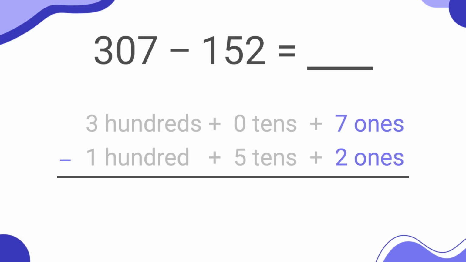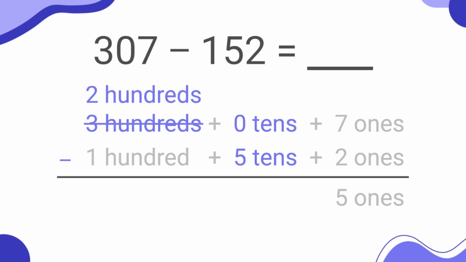Let's start by subtracting our ones. 7 ones minus 2 ones equals 5 ones. Now the tens. We can't subtract 5 tens from 0 tens. This means we will need to regroup from our hundreds. 3 hundreds will become 2 hundreds. Since 100 is the same as 10 tens, 0 tens will become 10 tens.